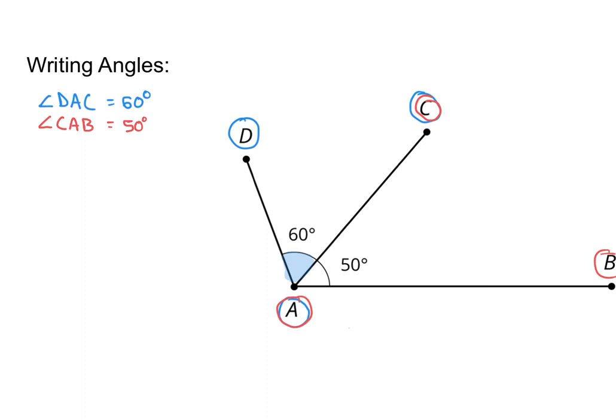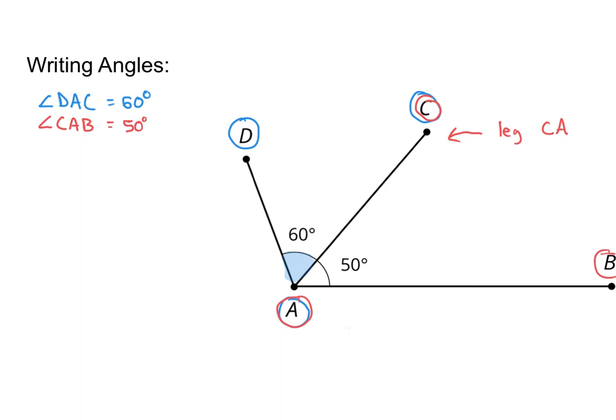And these angles right here are called adjacent angles because they share a leg. So they have this common leg that we would call leg CA. Since they have that in common, they are adjacent angles. We will talk more about what adjacent angles are, but there we go.